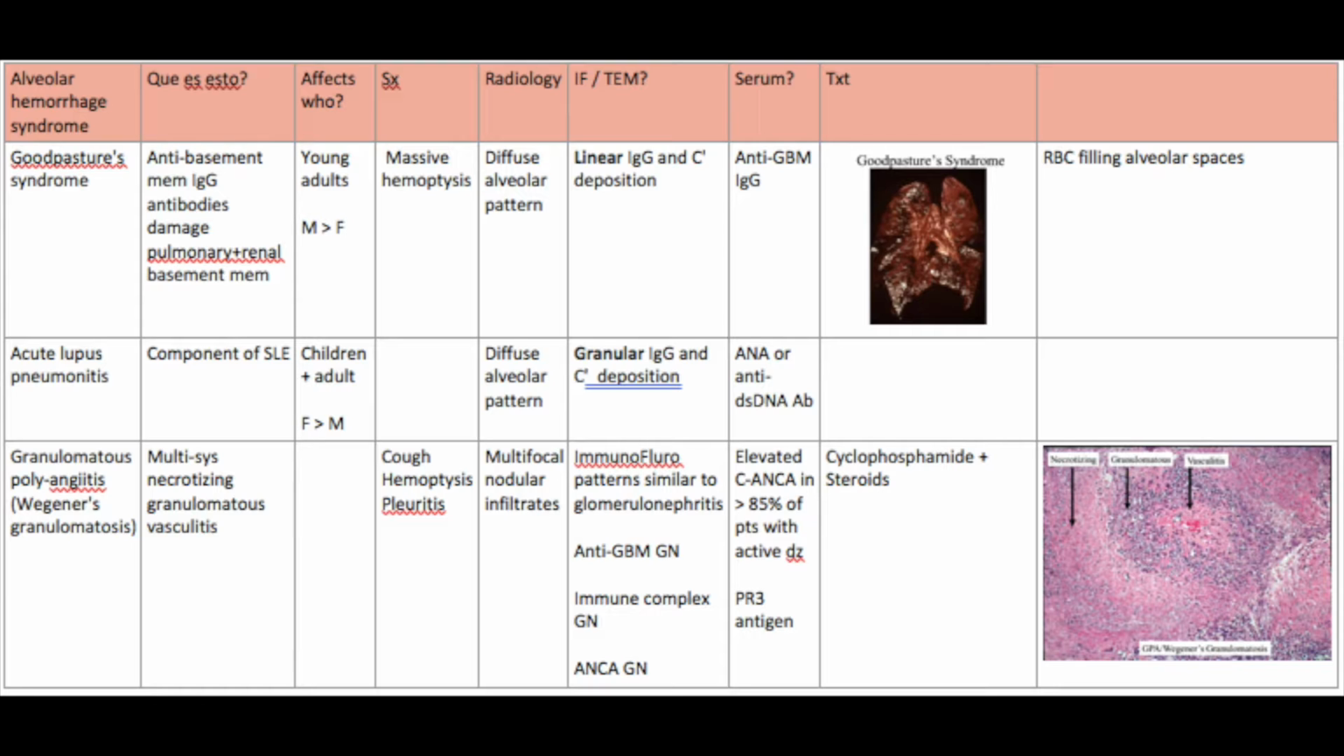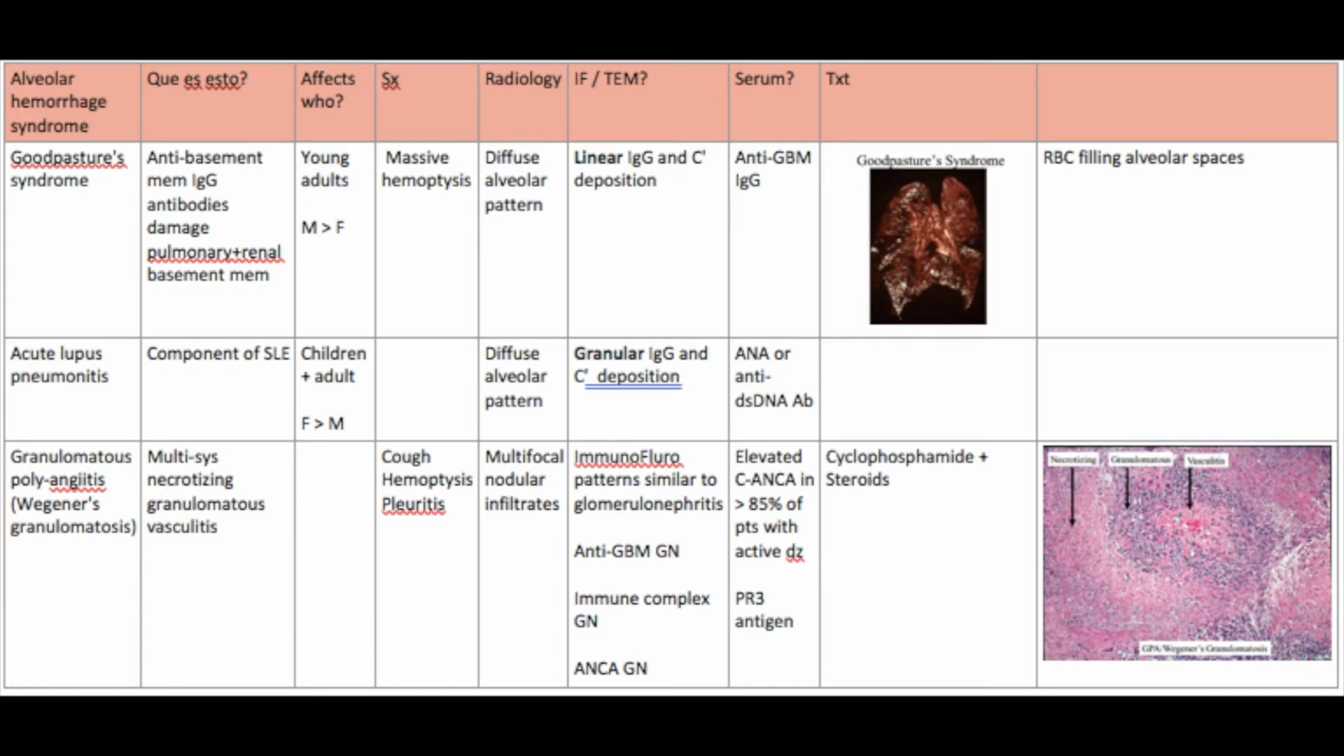Next, we're going to go on to discuss granulomatosis with polyangiitis, which is also formerly known as Wegener's granulomatosis. And this is a multi-system necrotizing granulomatous vasculitis, particularly affecting the small and medium-sized blood vessels. The patient is going to present with cough, hemoptysis, and pleuritis. You could radiologically have multifocal nodular infiltrates, which makes sense because you have these granulomas in multiple systems, right? So you see these multifocal nodular infiltrates in various systems.